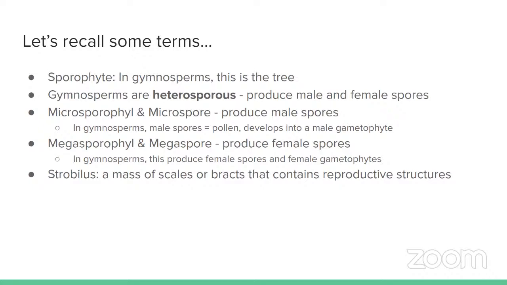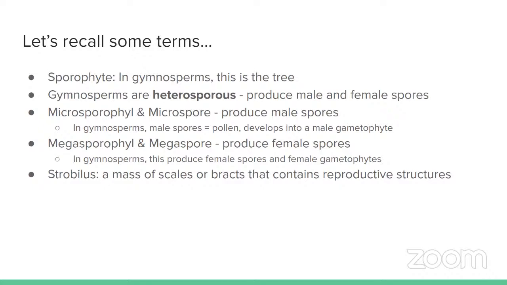So the microspores are located in microsporophylls, and we're going to see that in a lot of these plants that are contained in pollen cones. We'll take a look at one of those in a second. But this is going to develop into the male gametophyte, which has to fertilize the female gametophyte in order to create our diploid sporophyte. So the megasporophylls are going to be found in our female cones. They're producing megaspores, female spores, leading to those female gametophytes.